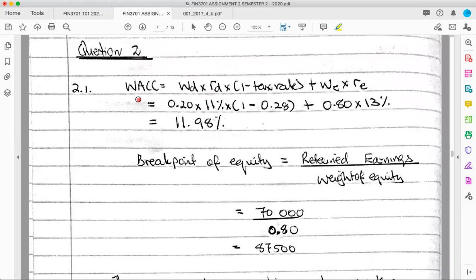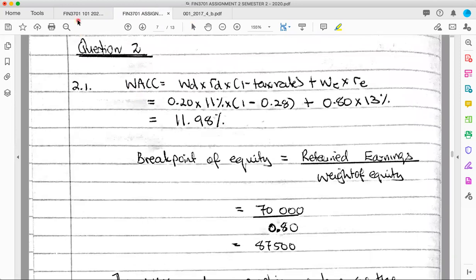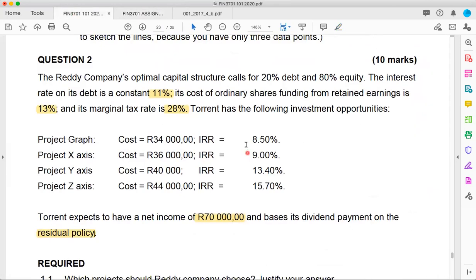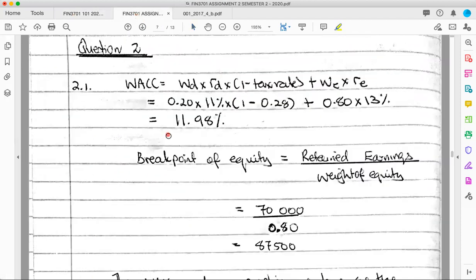Whenever you're dealing with these questions to do with deciding which projects to invest in, you need to compare your internal rates of return with the weighted average cost of capital. So your starting point, as I talk about in the online classroom, should be to calculate the weighted average cost of capital. And then you can compare the weighted average cost of capital with each of the internal rates of return you've been given. Okay, so we calculate our weighted average cost of capital.